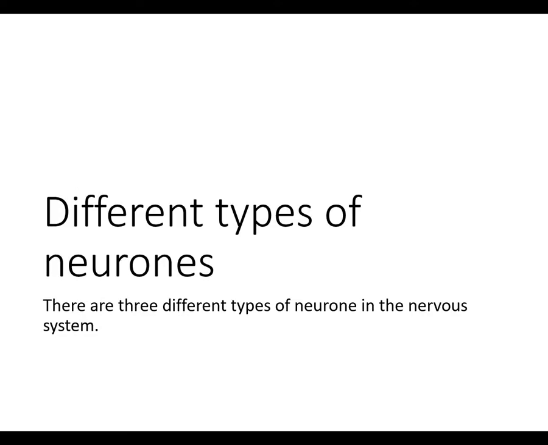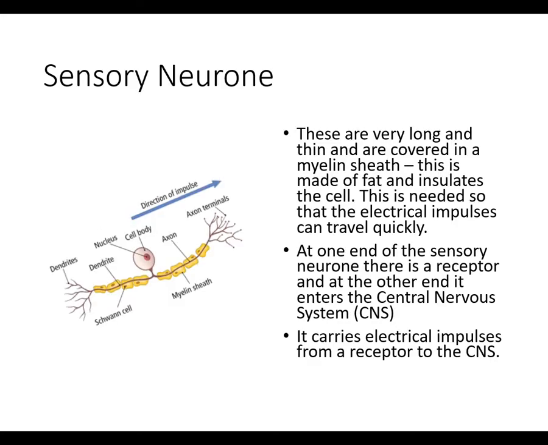And there are 3 different types of neurone. Again, if you can print out the sheet, or if you can't print the sheet out, you might want to draw the pictures for these. The first ones we've got are what we refer to as the sensory neurons.